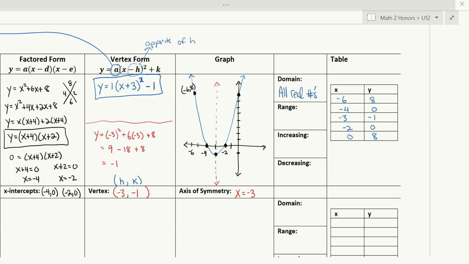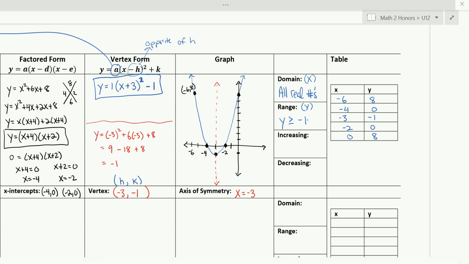So for the range, so domain is x. I'm just going to put x here to remind you. Domain's x values. Range is for y values. And so we're going to say all y values greater than or equal to -1. And it's important that you say equal, because that negative one's part of that, right?